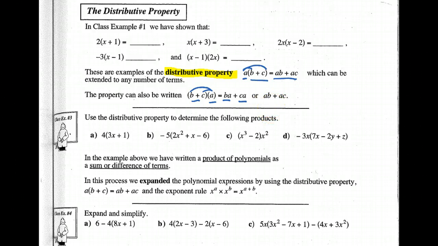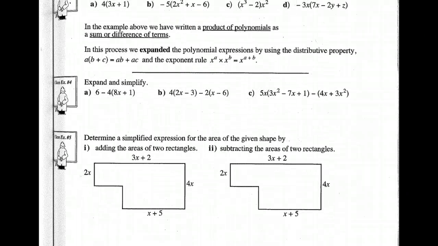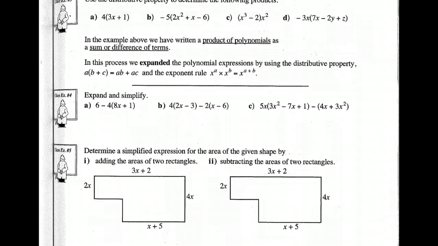Let's do the first example here. I have 4 times 3x plus 1, and the 3x plus 1 is in brackets. So that's my binomial and the monomial. Again, I do these little arrows to help you out here. So 4 times 3x gives me 12x, and 4 times 1 is just 4, so 12x plus 4.